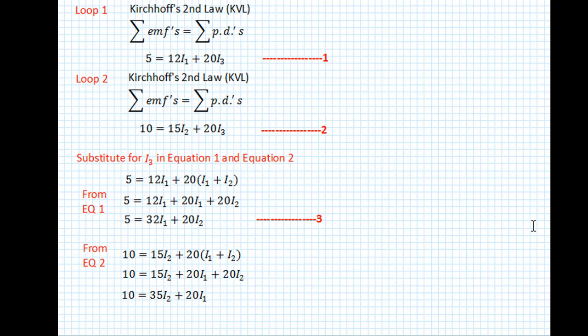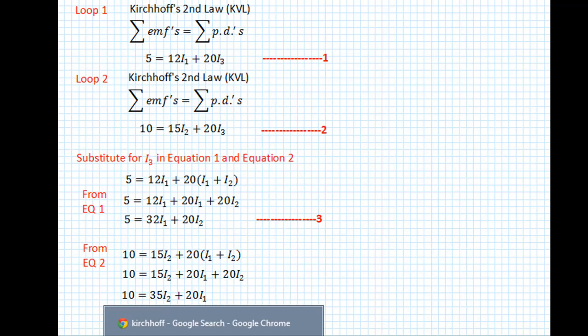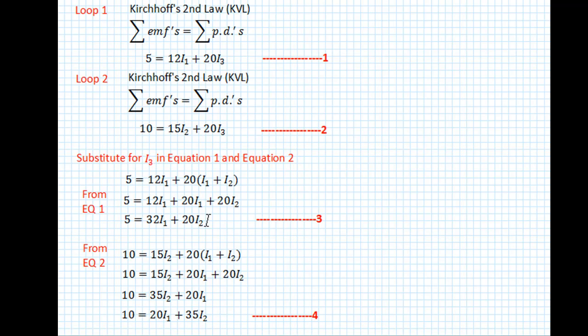Now when it comes to using simultaneous equations, it's helpful if we have the I1 terms over each other and the I2 terms over each other, so we can actually see what we're doing. Makes life a little bit simpler. So let's just swap those around, and the result is we have two simultaneous equations. 5 equals 32 I1 plus 20 I2 and 10 equals 20 I1 plus 35 I2.